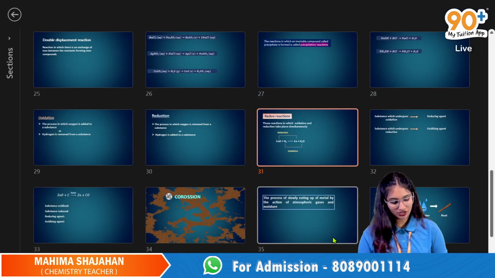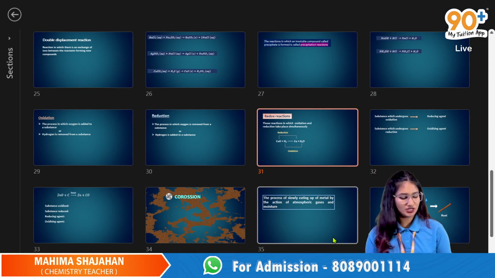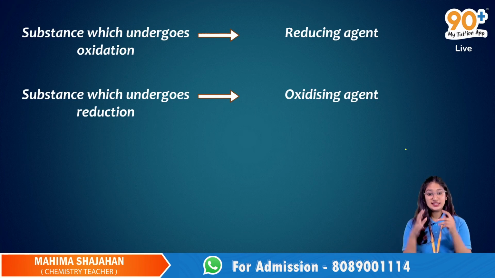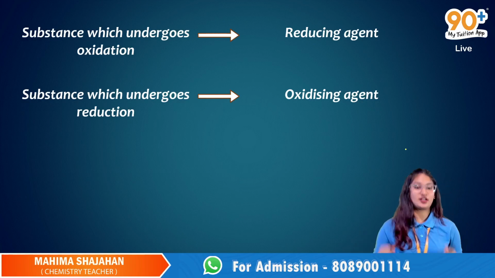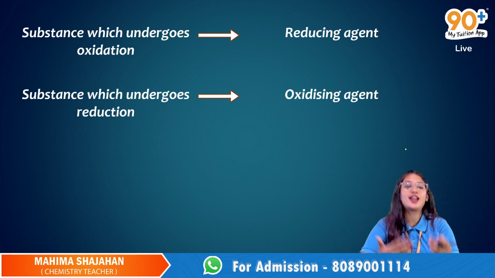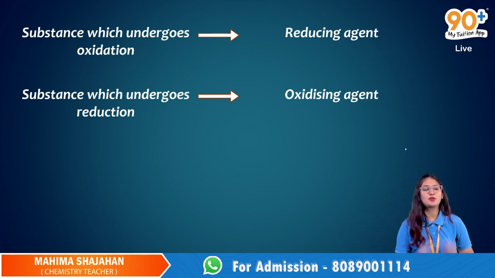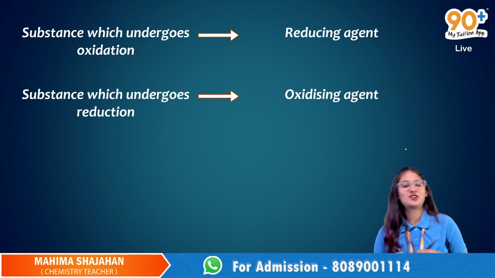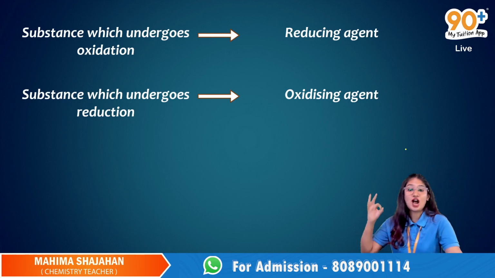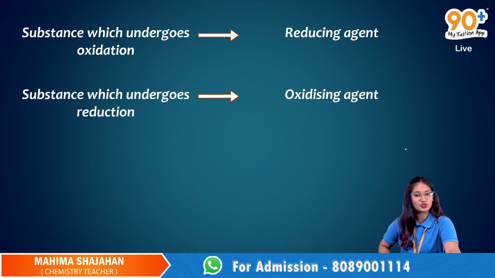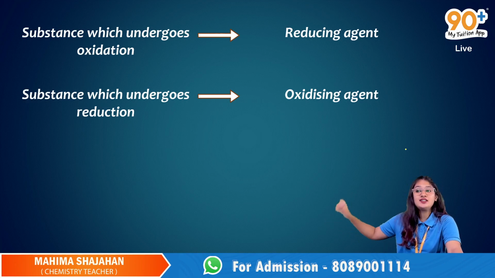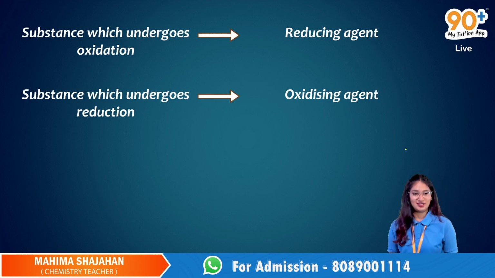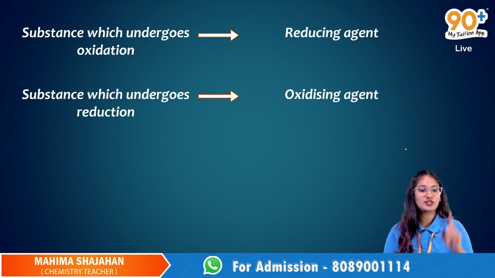So in redox reactions, you have to identify the oxidizing agent and reducing agent. Many questions come on this. So what is a reducing agent? The substance which undergoes oxidation is said to be the reducing agent. Just think of it the opposite way: it oxidizes itself, and it reduces the others. And the substance which undergoes reduction will be your oxidizing agent. Okay, clear? We'll do one question and it will be more clear to you.